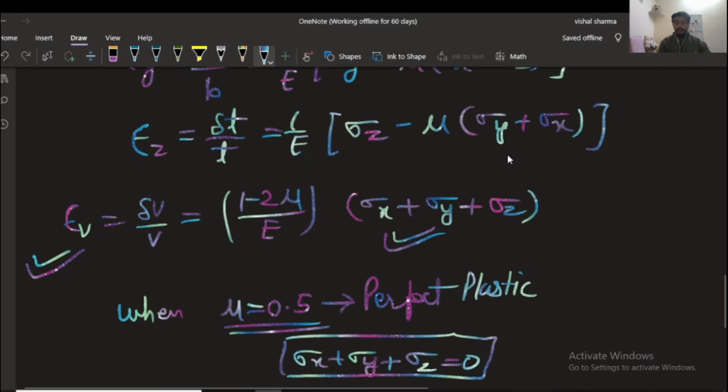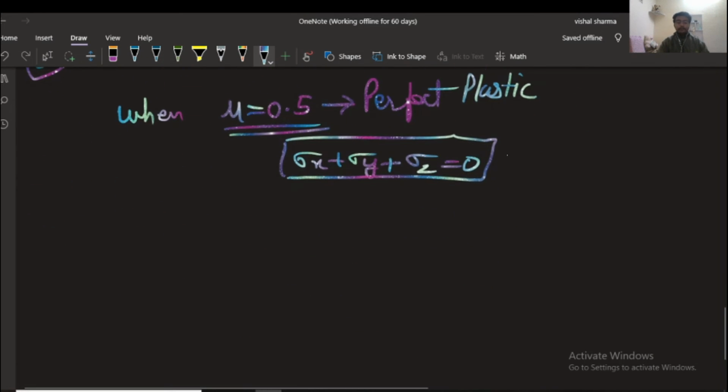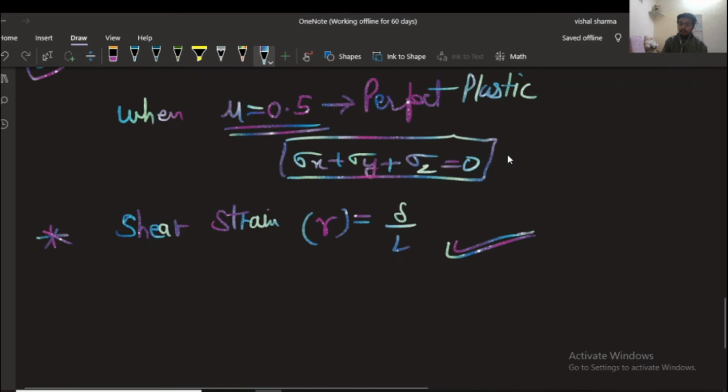Now moving to the shear strain. We have considered all of the cases of normal strain. The shear strain is given by gamma is equal to del by L. So this is the only formula which can be used directly to find the shear strain.